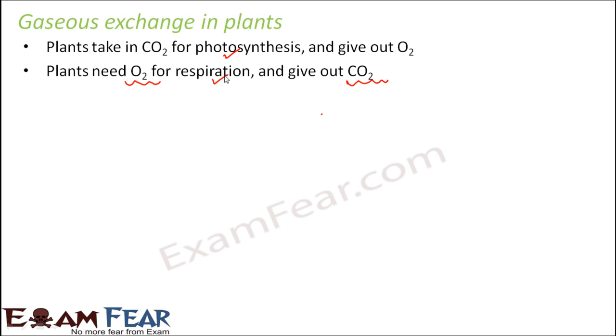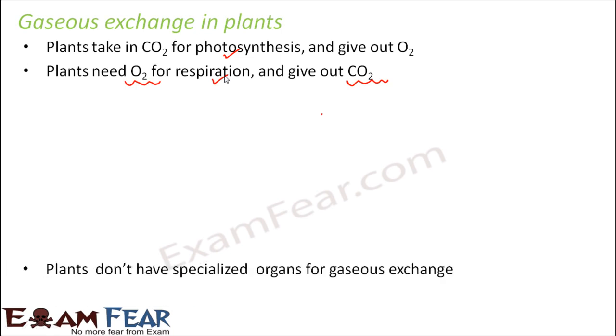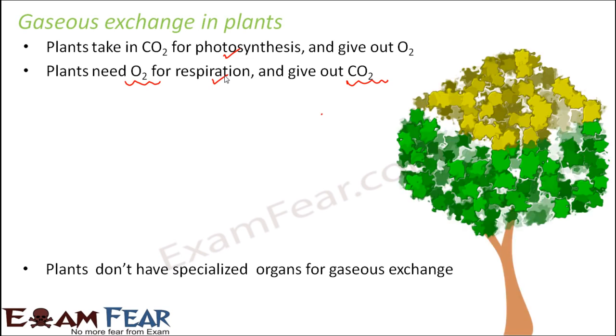Now if you talk about special organs, plants do not have any specialized organs for gaseous exchange. Now the question is why? If they don't have organs, how are they able to do this gaseous exchange? Well, that is done through the openings or tiny pores on the leaves called stomata, as well as through lenticels, which are again tiny pores present on the stems of plants. So stomata and lenticels facilitate gaseous exchange in plants.